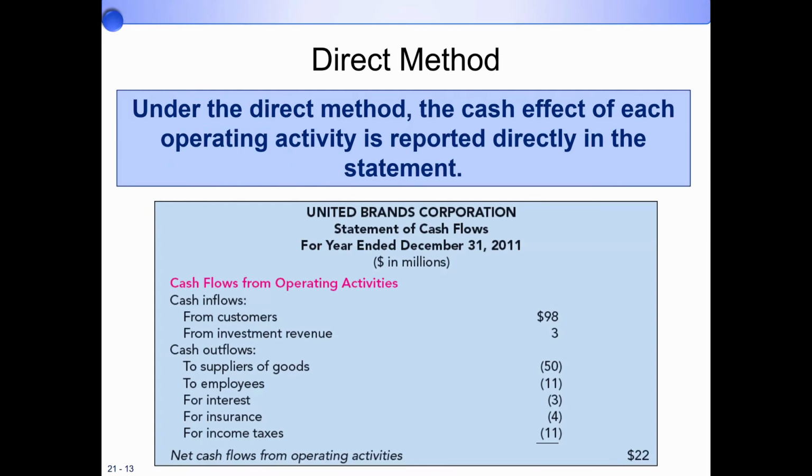This is an example of the direct method. You can see we have cash inflow from customers and cash inflow from investing revenues. Then we have cash outflow to pay suppliers, to pay employees, and to pay for interest, insurance, and income taxes. Then the total here is the net cash flow from operating activity. This is the direct method because we list the cash inflows and outflows directly, then calculate the net cash flow, plus and minus. The net cash flow is 22.